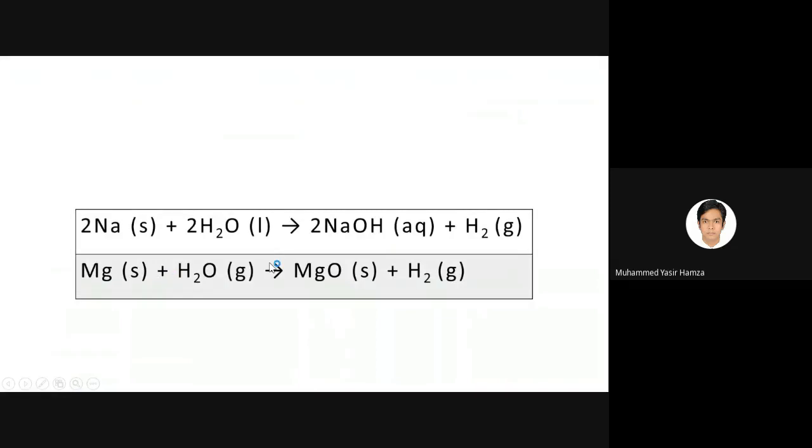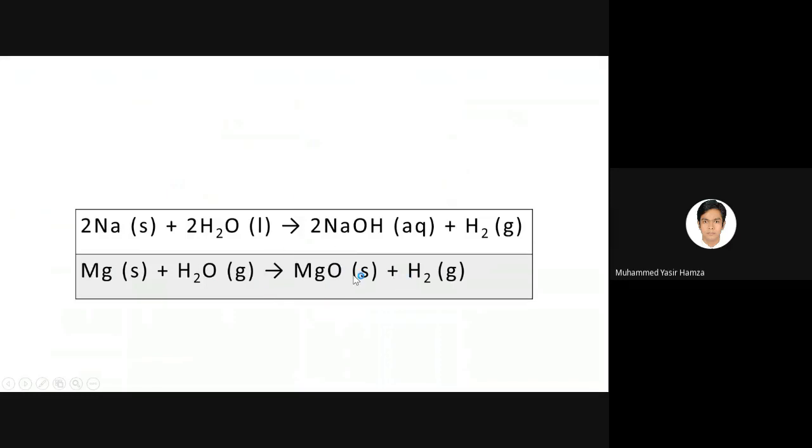So now we have already discussed two metals reacting, one with water, that is sodium, and another, magnesium, which reacts with water in gaseous form, that is called steam. Both form different compounds. Have you noticed it? Sodium forms sodium hydroxide, magnesium forms magnesium hydroxide. Sorry, magnesium oxide.